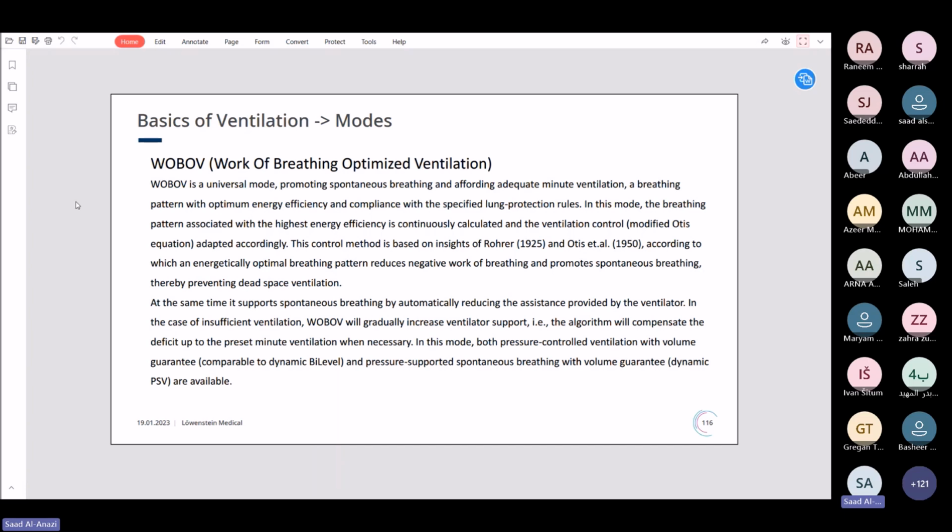As you see here, work of breathing mode is promoting spontaneous breathing and providing adequate minute ventilation, with a breathing pattern of optimum energy efficiency and compliance with specific lung protection rules by applying the modified Otis equation. So what it will do is promote reducing the negative work of breathing, promote spontaneous breathing therapy, and prevent dead space ventilation.